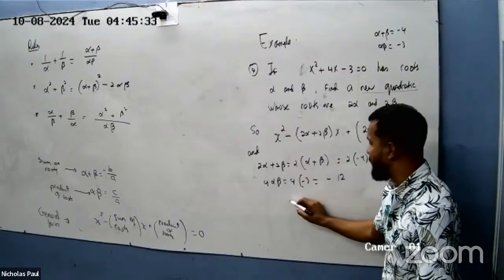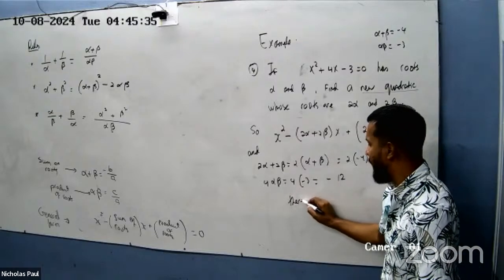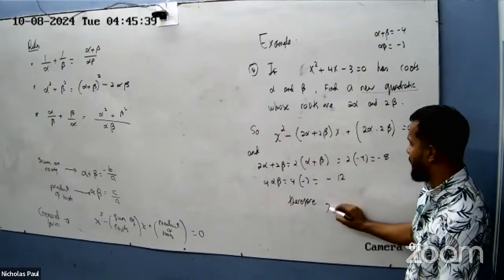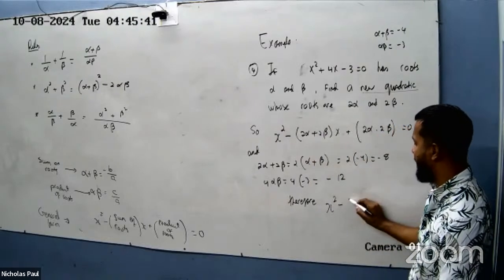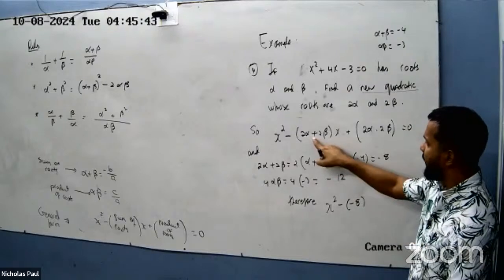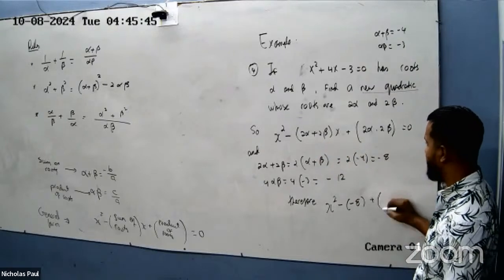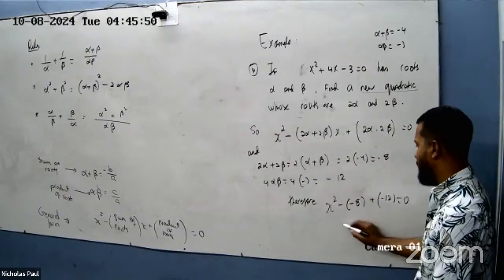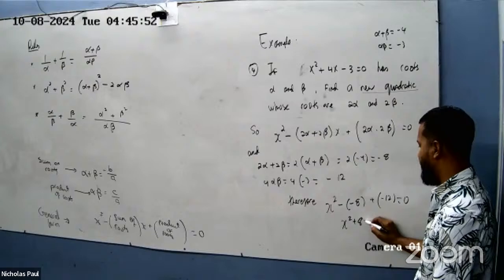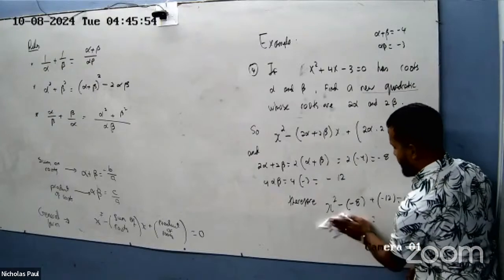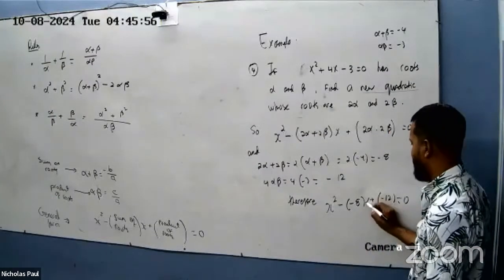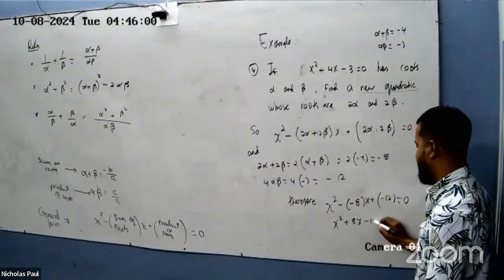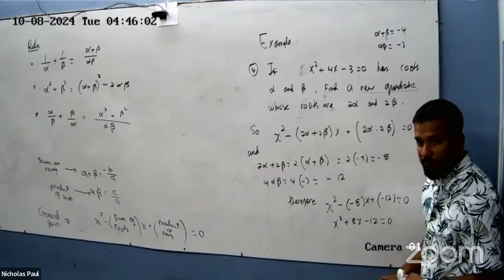All I have to do now is to put the value back in here. So therefore, x squared minus the sum of the roots, which is minus 8. Product of the roots is minus 12. So again, x squared plus 8x minus 12 is 0.